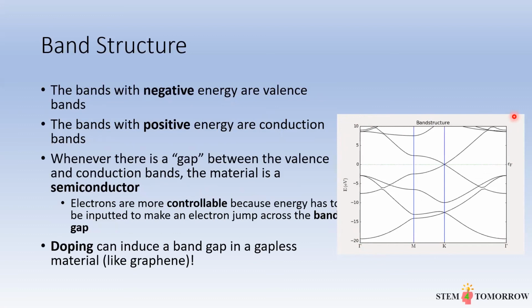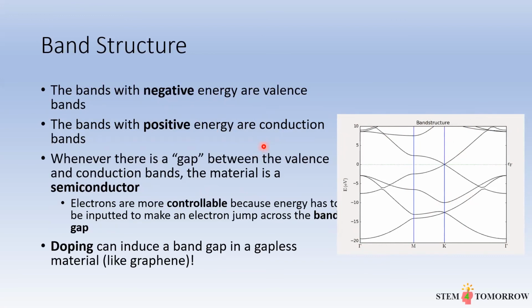Basically, the bands with positive energy up here are conduction bands, and the bands with negative energy are valence bands. So remember how you have valence electrons on the edge? Conduction electrons are basically all the electrons that aren't valence electrons, so all of the electrons in the core of the atom, all right?